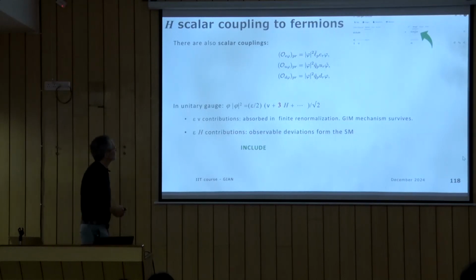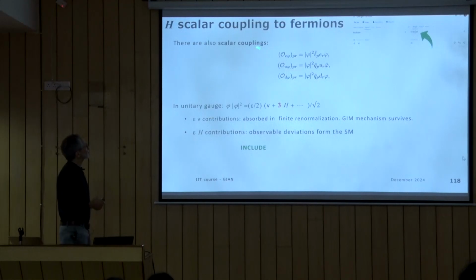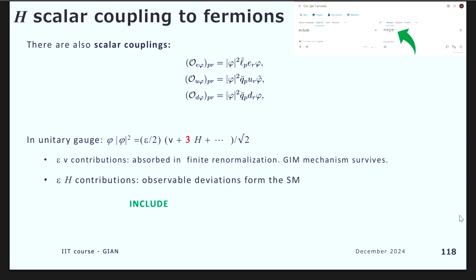So the last set. The H coupling to fermions, scalar coupling to fermions. These are these Yukawa-like couplings. This is the standard model Yukawa coupling multiplied by phi squared. In unitary gauge, this object, phi squared, and I forgot to divide by lambda squared, I apologize. So this is phi squared over lambda squared, which is epsilon over 2 times V plus 3H plus and so on.